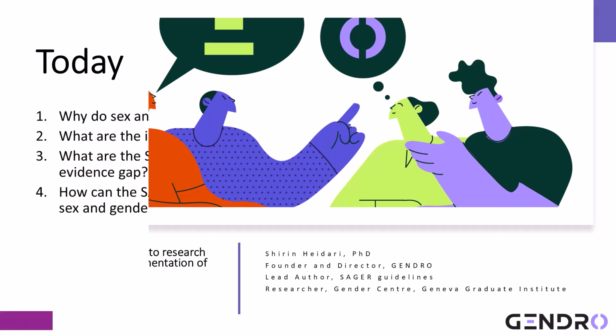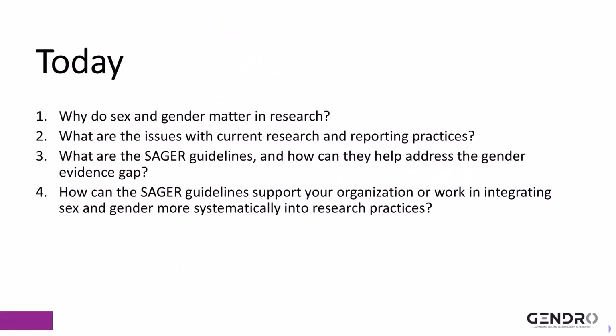I'm very glad to talk about something that is very close to my heart: sex and gender in research, and the SAGER guideline in particular. I'm hoping to structure my talk into 4 different sections, starting with why sex and gender matter in research, then talking about what the issues or problems are with current research and reporting practices, and then finishing with what the SAGER guidelines are and how they can help address the gender evidence gap.